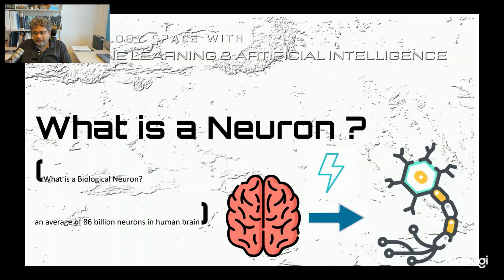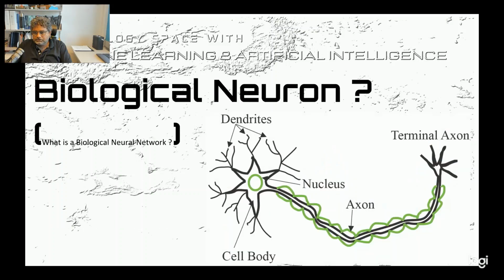As you may have known, there are an average of 86 billion neurons in a single human brain. These neurons send messages throughout the human brain as small electric sparks. So let's look a little bit deeper into the biological neuron. This is a simple representation of a biological neuron.